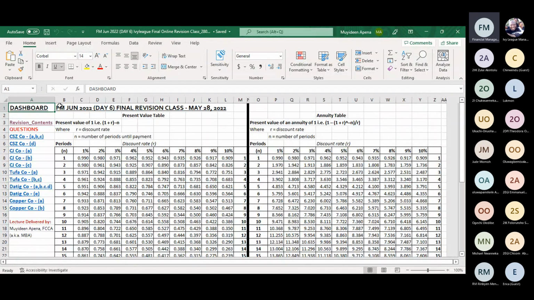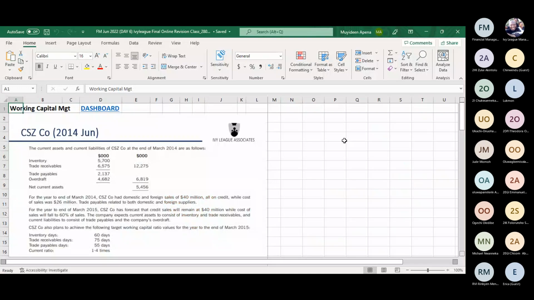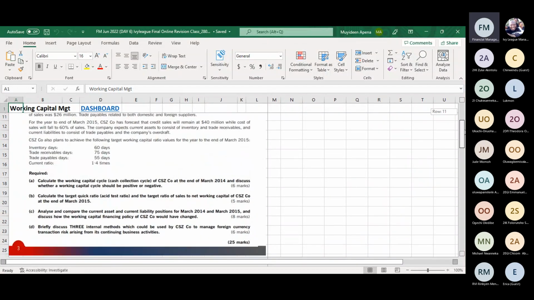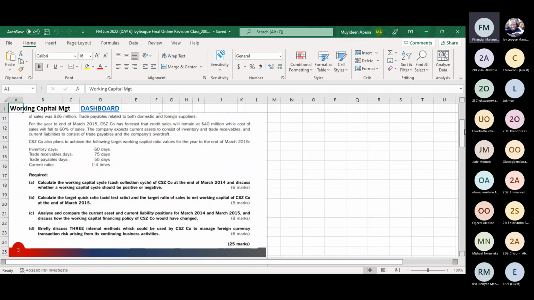So CSZ Co, it's on working capital management. So there are 4 requirements here. Please confirm you can hear me clearly, please. Yes, I can. Okay, good. So I want to believe that the person that responded is representing everyone.